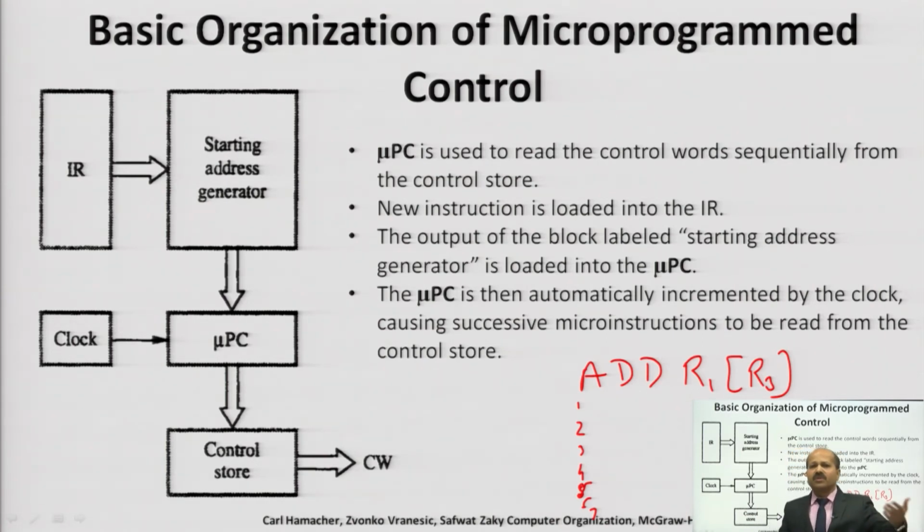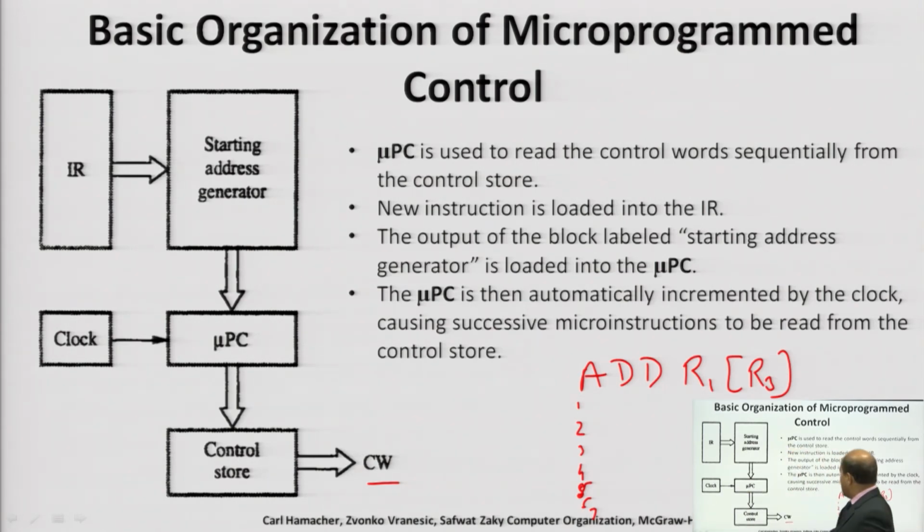It is clock driven, so automatically it is incremented by 1, so that the next micro instruction will be fetched. The control store is a special type of memory where these control words are stored, or you can understand it this way: this is a memory where different micro routines are stored, and the output of this unit is in terms of a control word. Based on these inputs, the microprogram control will issue the control word, or different bits which perform different operations.